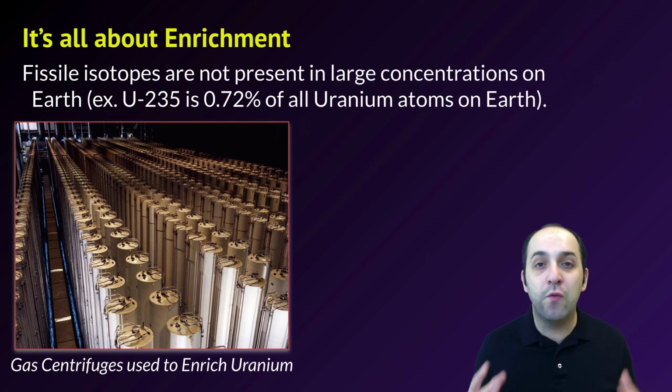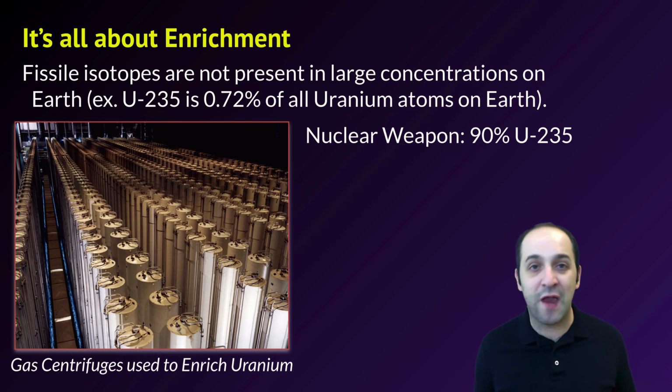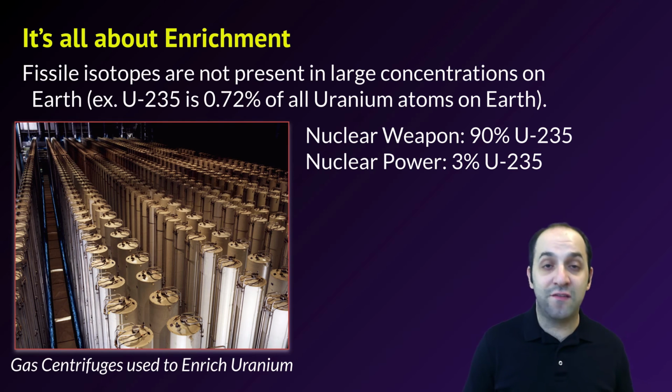You need to take your uranium samples that you get out of the ground, and you need to treat them in such a way so that you can increase the amount of uranium-235 in that sample. Nuclear weapons need uranium that's approximately 90% uranium-235. By comparison, nuclear power only needs uranium that's 3% uranium-235.